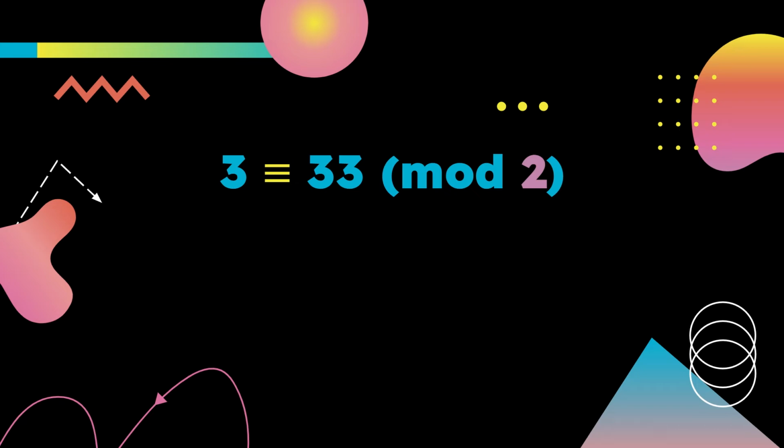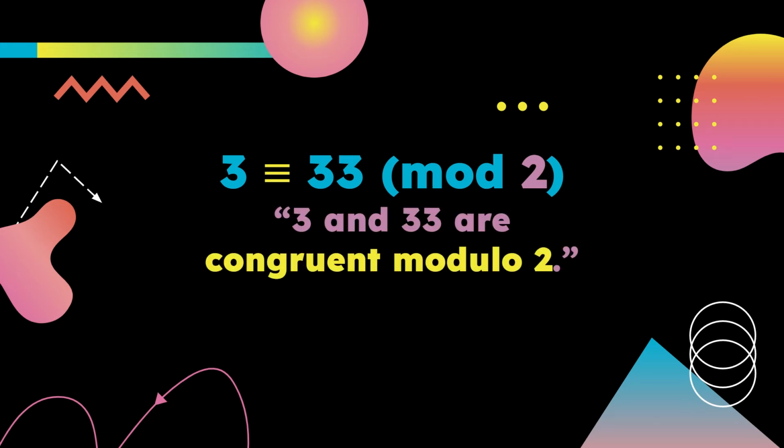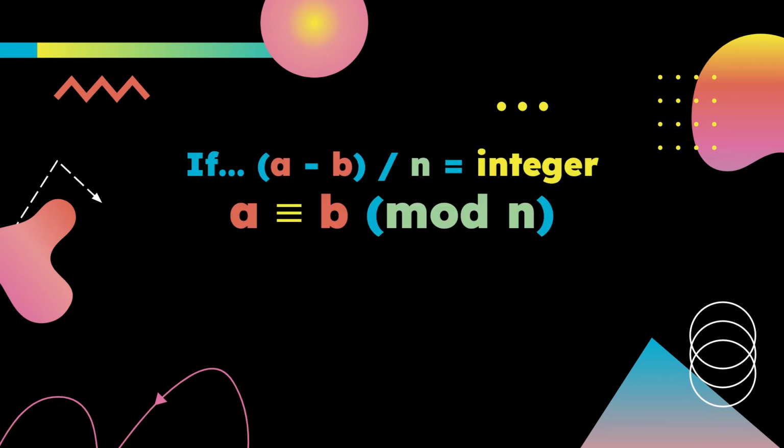There is a unique sign used for modulo. This sign tells us that the two numbers on their left and right sides have the same residue modulo. In a more concise statement, 3 and 33 are congruent modulo 2. And there's an easy way to verify whether the two numbers are congruent regardless of how big they are. If the subtraction of the two numbers divided by m, or modulo base number, is an integer, then the two numbers are congruent modulo m.